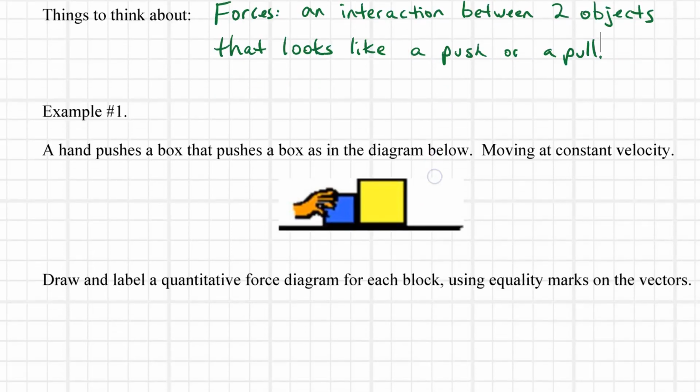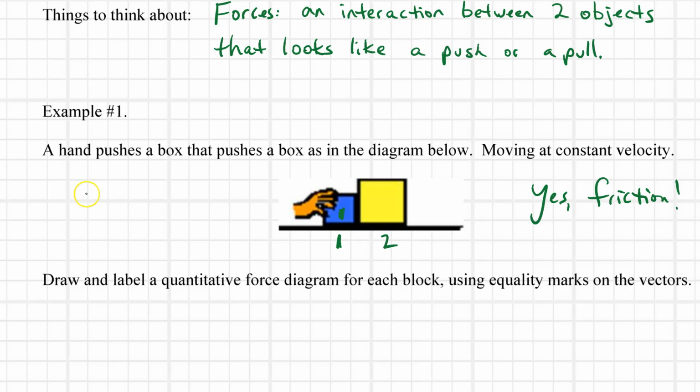Here's our first example. It says a hand pushes a box that pushes a box, as in the diagram below. Now, I'm going to call the first one box number 1, and the second one box number 2, just so it's easier to talk about. Is there friction or not? Let's go ahead and say, yes, there's friction when we're thinking about this one.